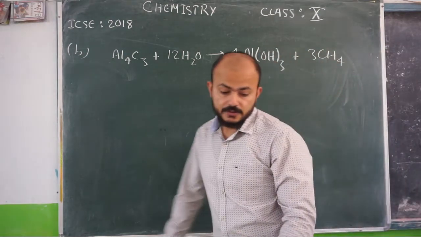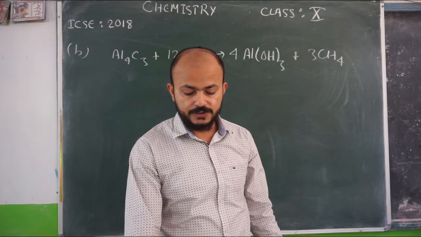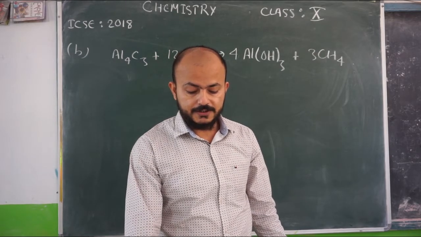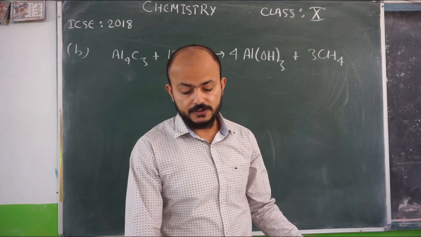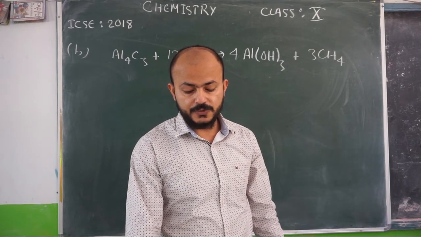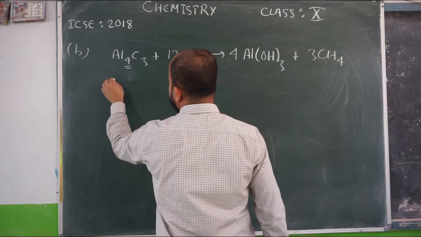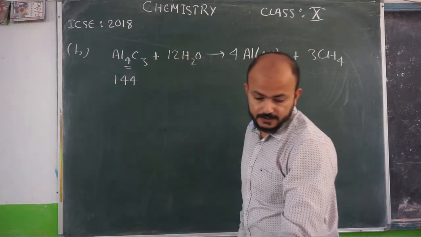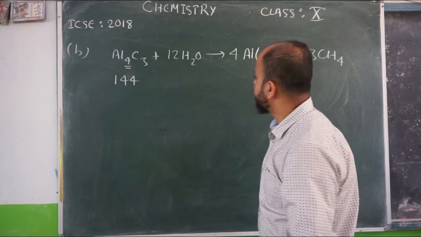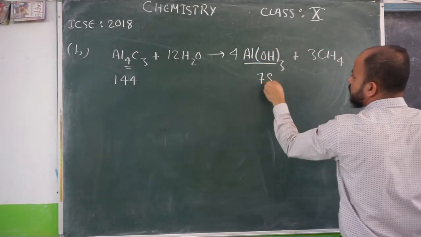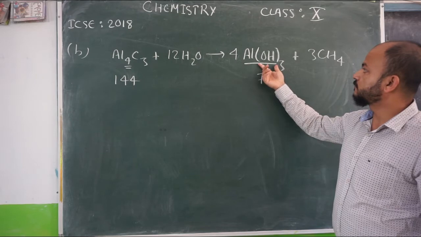So what has the question asked us now? The first part asks what mass of aluminium hydroxide is formed from 12 gram of aluminium carbide. And for this you need to calculate the RMM. In the question itself, the RMM is given. Relative molecular weight of aluminium carbide equals 144. And they have also given you the relative molecular mass of aluminium hydroxide, which is 78. So 144 is for 1 mole, and this 78 is also for 1 mole only.